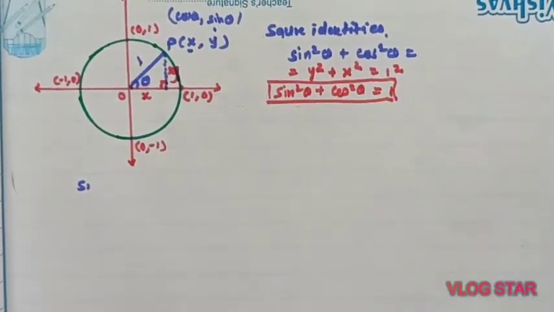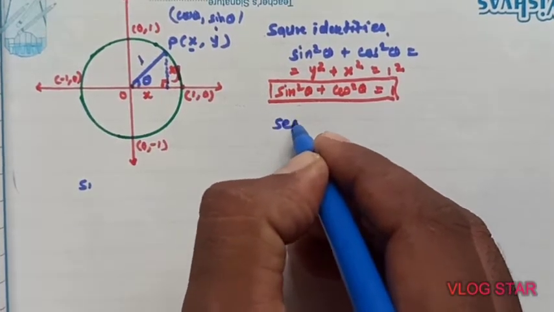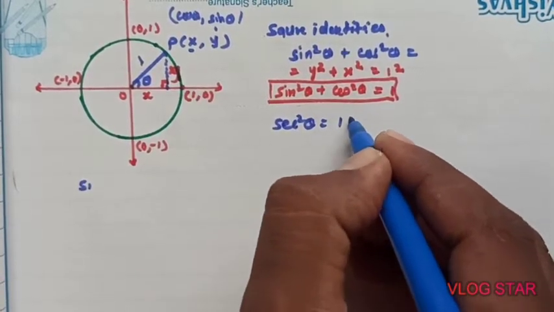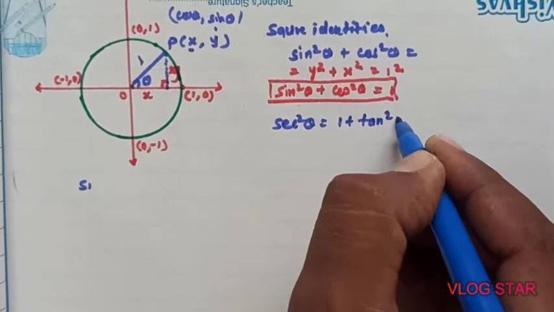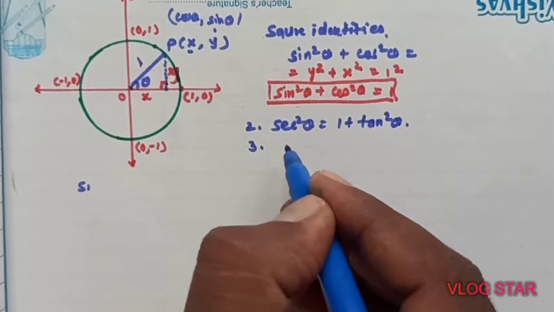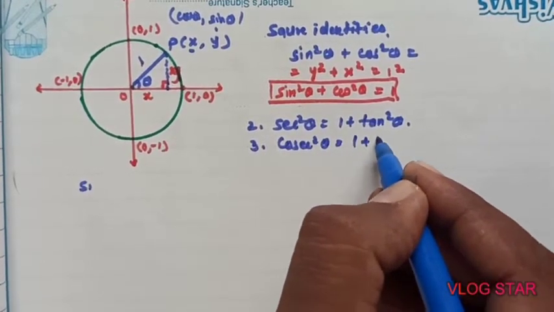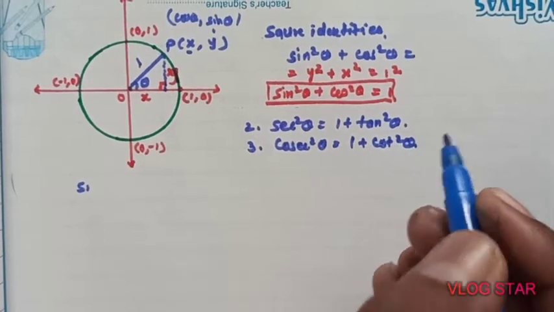Similarly, we can verify the other two identities. What are those? Sec square theta is 1 plus tan square theta. And the third identity is cosec square theta is 1 plus cot square theta.